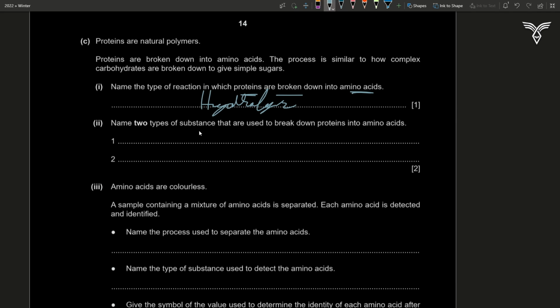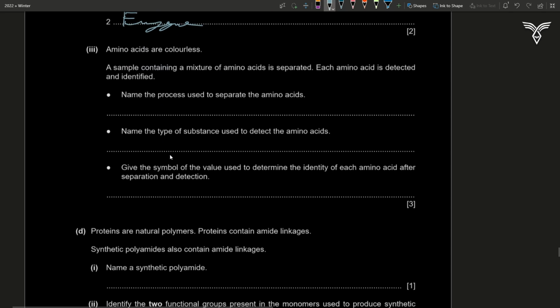Name the two types of substances that can be used to break down proteins into amino acids. An acid, of course. Hydrolysis can only progress through an acid, synthetically, or through the use of an enzyme. Your body is able to break down proteins. How does it do that? Through enzymes.